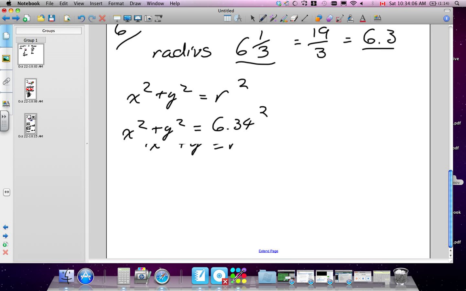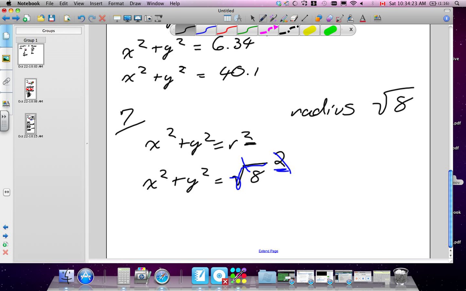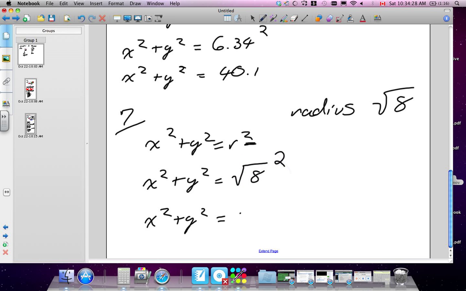But luckily, when I plug it in for the radius, I replace r with root 8, and then I still have to put it to the power of 2. The square root and the power of 2 cancel each other out. So this is really easy to find the equation of a circle. X squared plus y squared is equal to what? We're not using the number 6. 8. Just 8. Does that make sense?